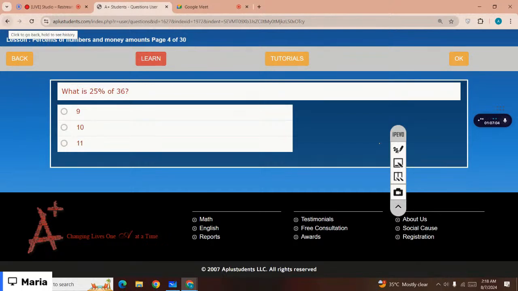What is 25% of 36, which is the correct option? 25% of 36 is yes, 9. It is option number 1 is the correct option. Very good.